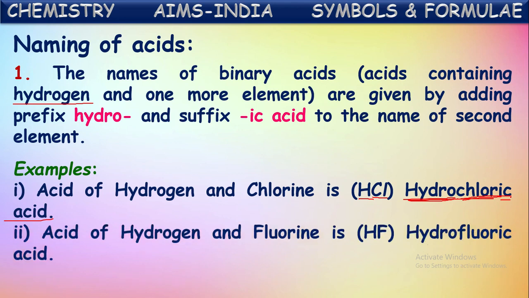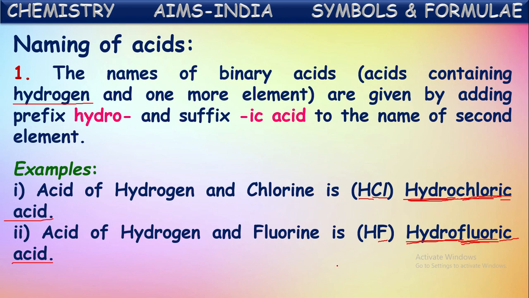HF, the acid formed between two nonmetals, hydrogen and fluorine. It is named first with hydro at the start, and next the non-metallic element's name, fluoro or fluorine. At the end of the non-metallic element's name, "ic acid" is added. Now it became hydrofluoric acid. If we say it in combination, hydrofluoric acid. Okay, in this way, binary acids are named.